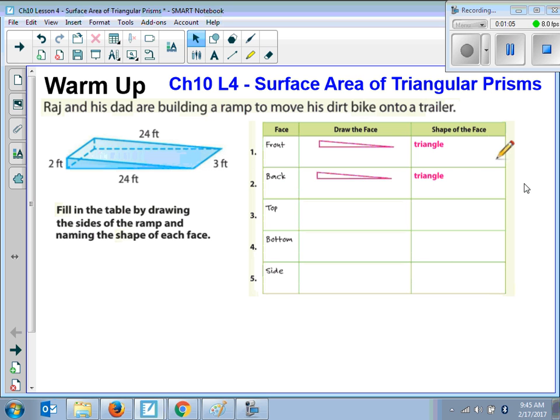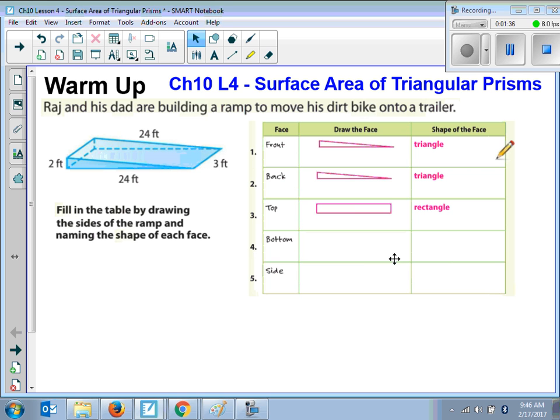And remember, prisms have two congruent parallel bases. So here, these are congruent. The two triangles are congruent. They're also parallel. So on this prism, those are the bases. Okay? The top piece right up here, what shape is that? A rectangle. Very good. So that's what it looks like, and that is a rectangle.